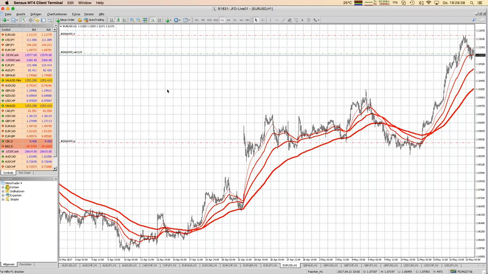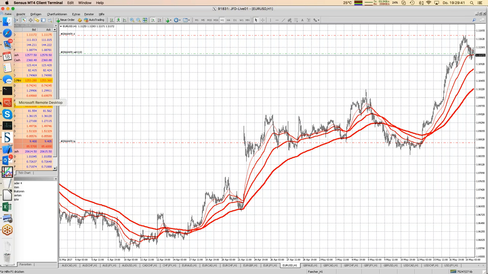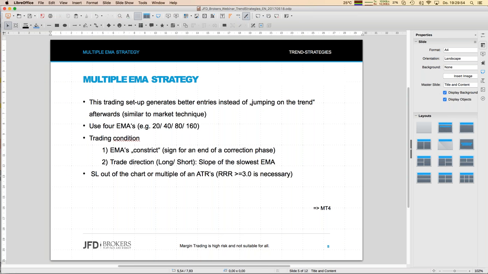So that is the one scenario, the so-called multiple EMA setup. I hope you got it right, and how those four EMAs can help you to identify the early stage of a trend, or better to say that we are in a trend and that we have the end of the correction phase, and that we can now open our trade in our preferred direction and have a good opportunity to get that trade right. So that's the one strategy, multiple EMA.